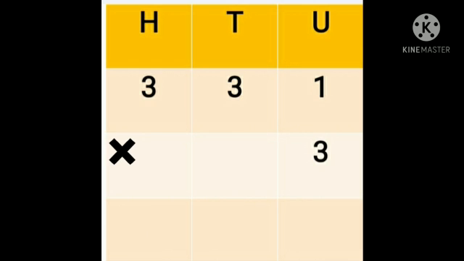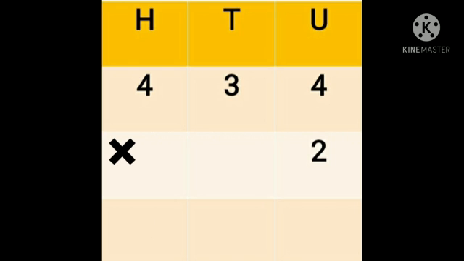331 multiplied by 3. So again we will multiply units with units, units with tens, units with 100. So we will start the multiplication. 3 ones is 3. 3 3 times is 9. Again 3 3 times is 9. Therefore 331 multiplied by 3 is 993. Moving on to the next.